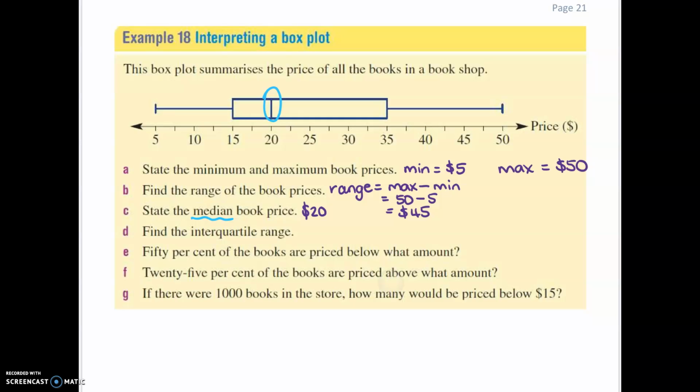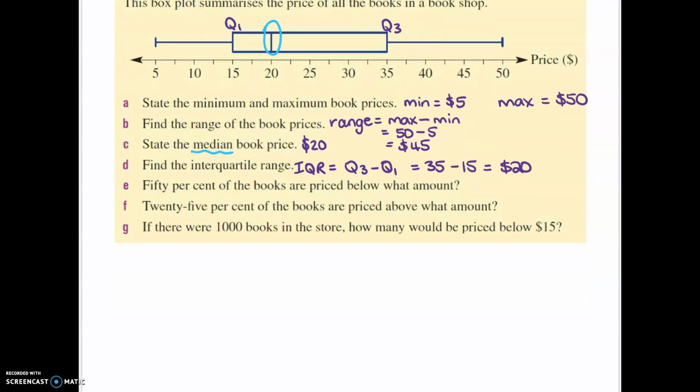D, the interquartile range. We're going to use IQR. Capital IQR stands for interquartile range. You need your Q3, subtract Q1. And I can read them off here. Q3 is here at 35 and Q1 is at 15. So 35 minus 15 is going to leave me with 20, and it's $20. So the range was 45 from your min to your max, but the middle 50% is only spread out by $20.